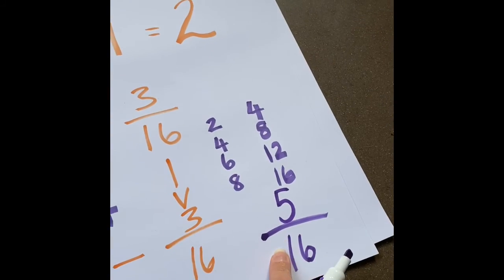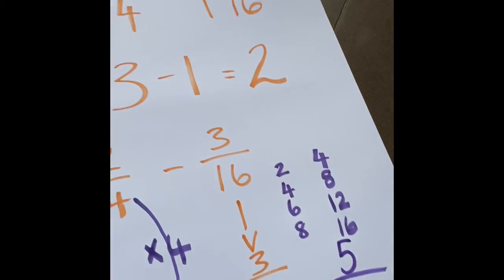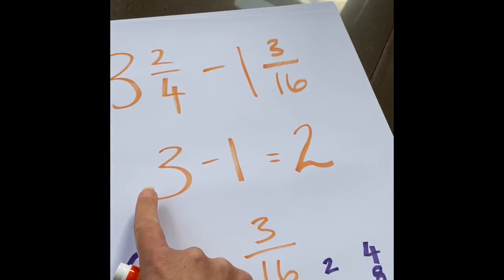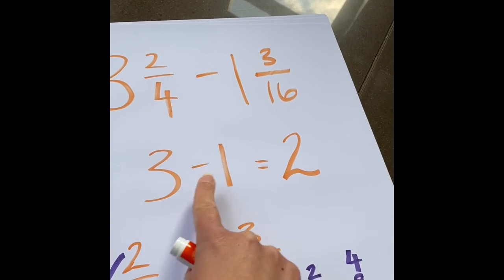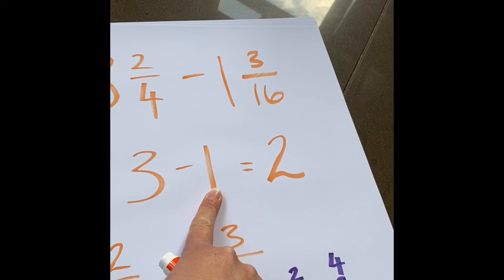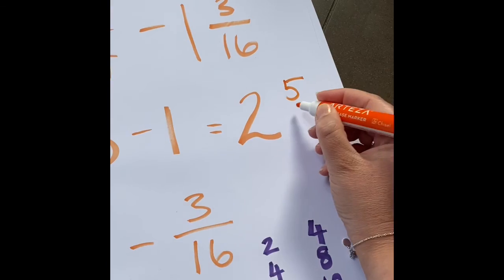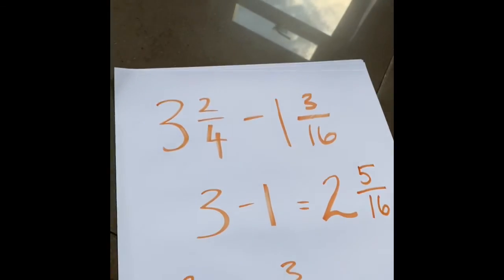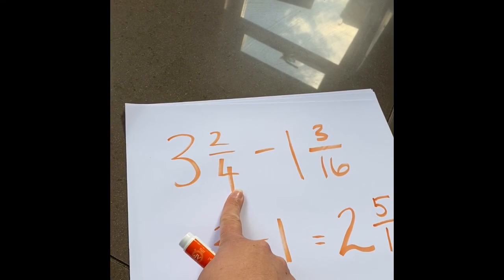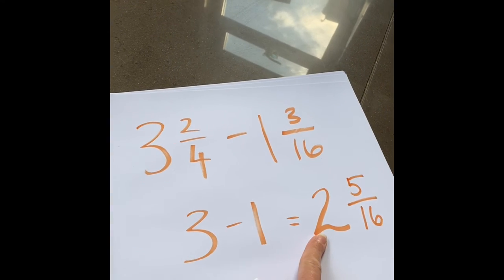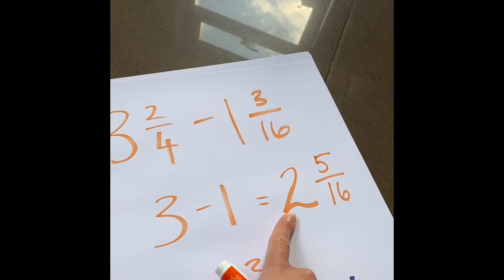Now I have 5/16, but I need to remember that I need to add it to this one up here. Don't forget your wholes that you have already done some subtraction with. So 3 and 2/4, subtracting 1 and 3/16, is 2 and 5/16.